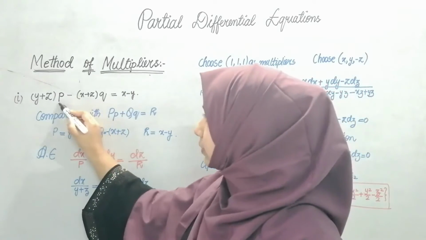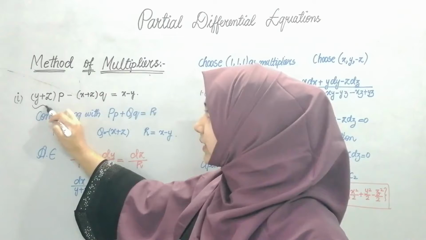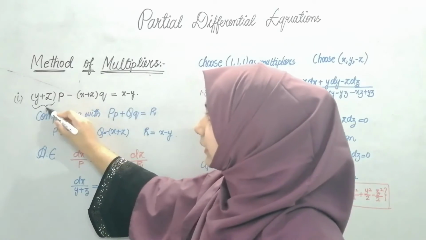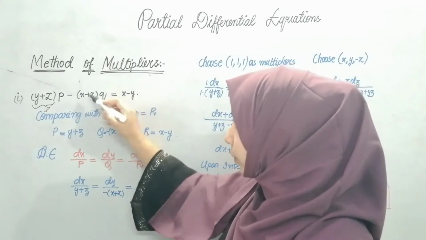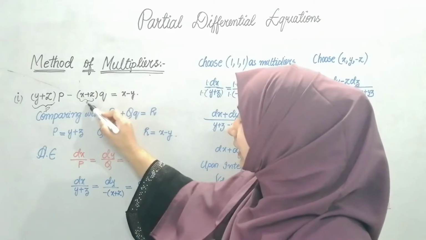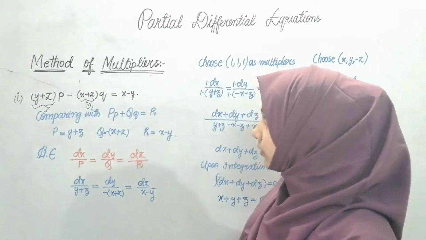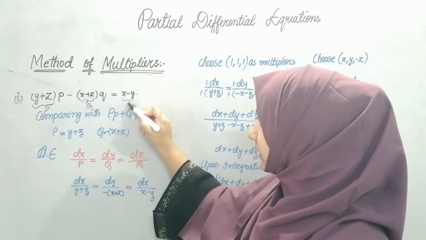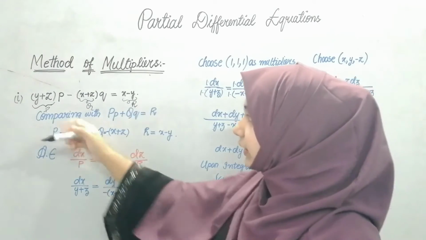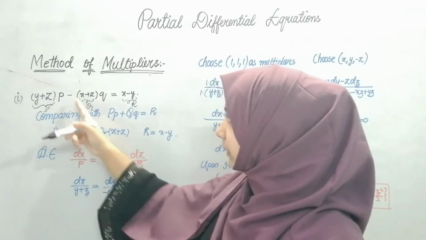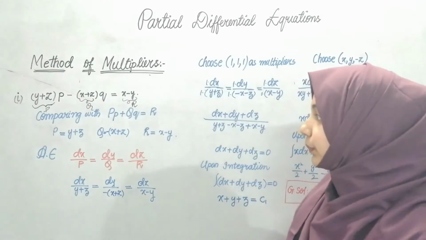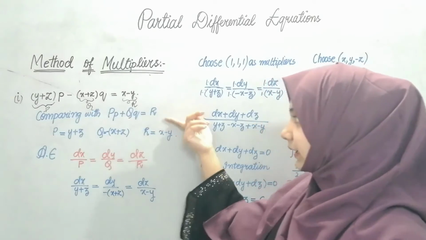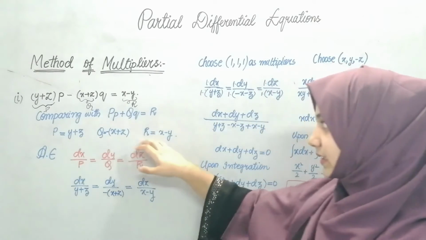If you see here, this is small p. What is the coefficient? y plus z. Can I consider this to be capital P? Right? Next, here this is small q. Coefficient is x plus z. Can I consider this to be capital Q? Right. Now the right side is equal to, I can consider this as R. So yes, it is in the form of capital P small p plus capital Q small q is equals to capital R. Done. Now comparing with Lagrange's form, where p, q and r is this.